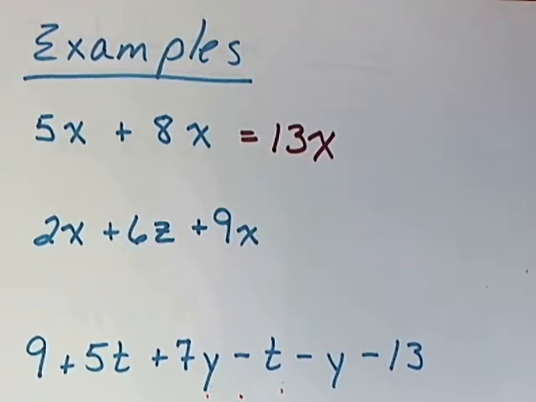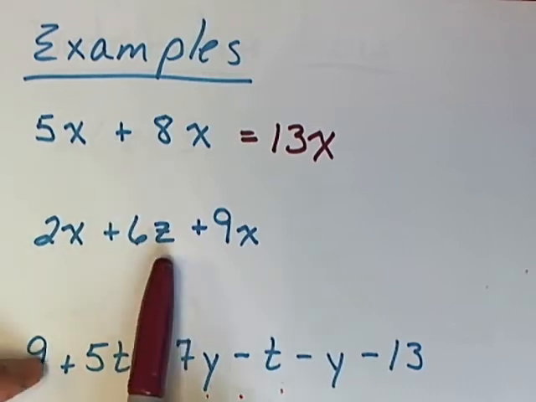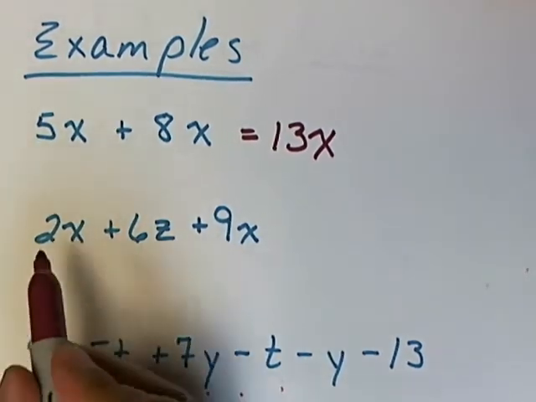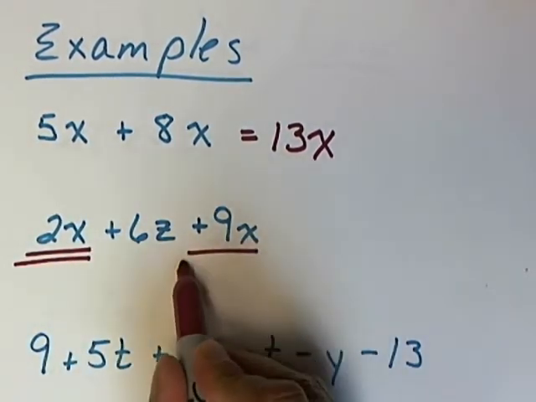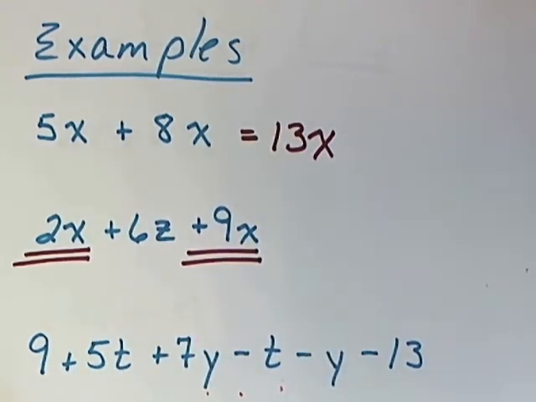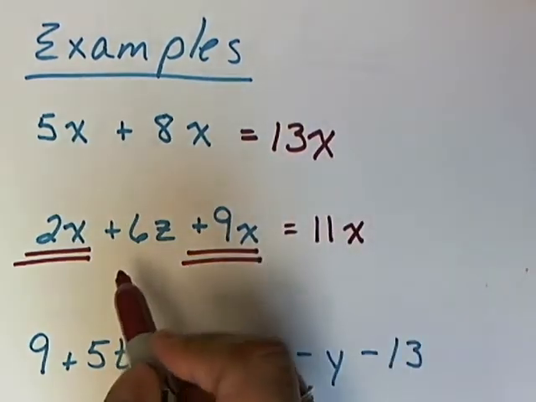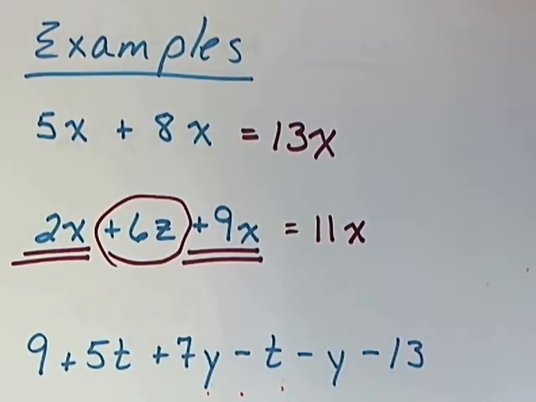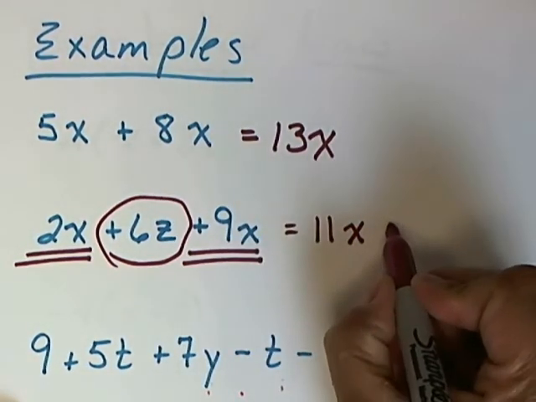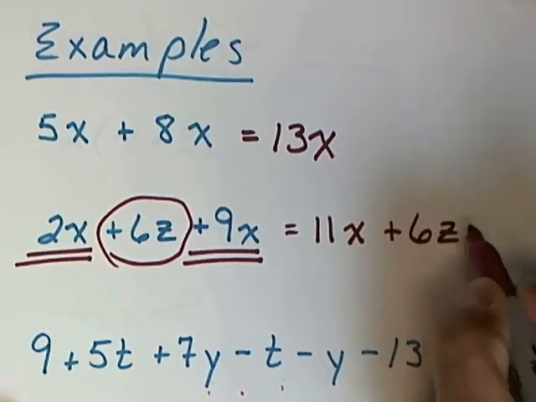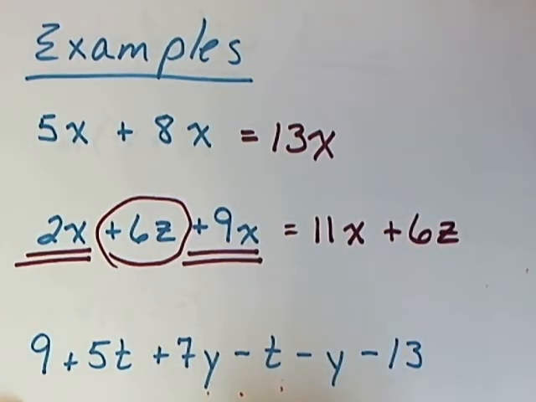In the second one, I have 2x plus 6z plus 9x. Well, I can't add all of those because z is not the same thing as x. My like terms are the 2x and the 9x. We add those two together and get 11x, but we still need the 6z. That's one of the terms that's part of this problem. So it has to be part of the answer as well. So we're going to add that 6z to the end. Why to the end? Because we like to keep our letters alphabetical, and x comes before z.